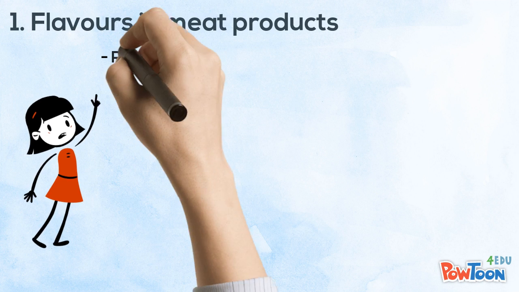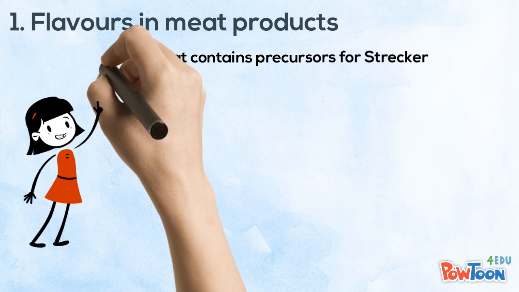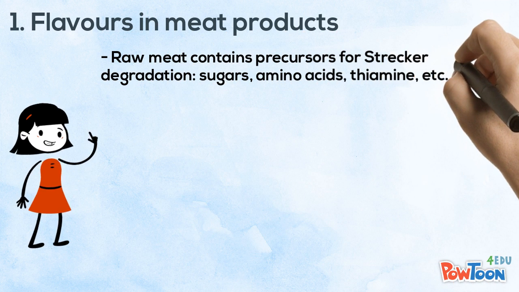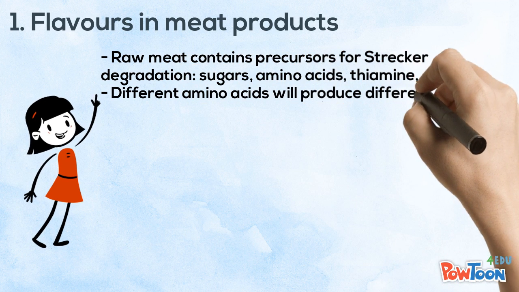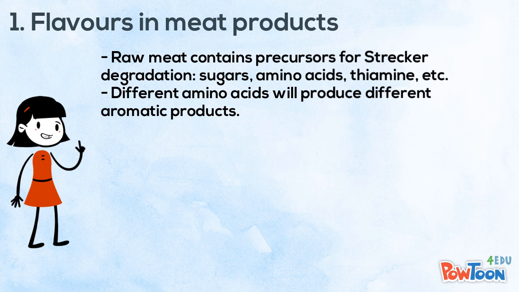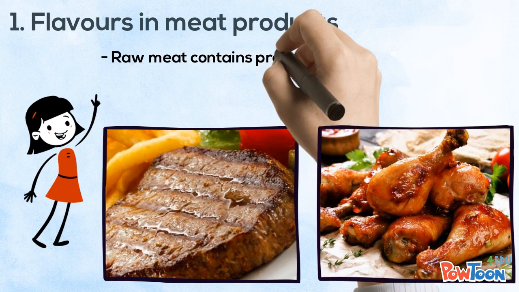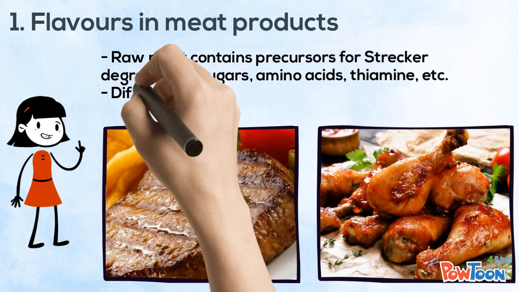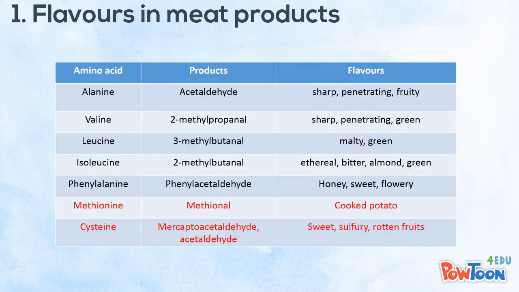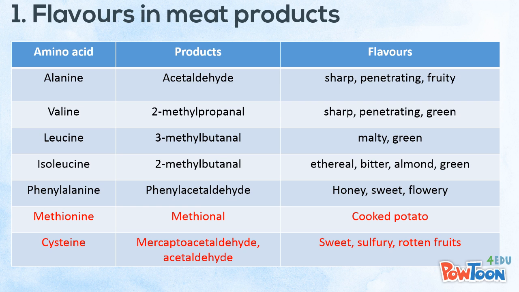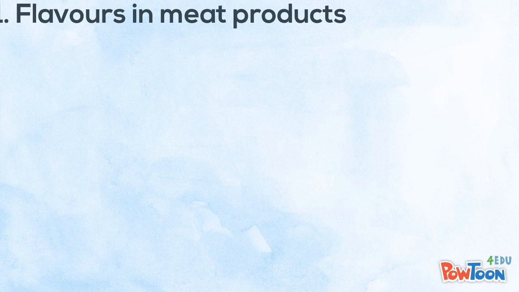Raw meat contains precursors for the formation of aromatic molecules such as sugars, amino acids, ascorbic acid, and thiamine. Via cooking, many reactions, including Strecker degradation, occur to form aromatic compounds. In Strecker degradation, different amino acids will produce different products. Common amino acids are alanine, valine, leucine, isoleucine, methionine, phenylalanine, and cysteine, which form respective products including acetaldehyde, 2-methylpropanal, 3-methylbutanal, 2-methylbutanal, methional, phenylacetaldehyde, and mercaptoacetaldehyde, with different aromas.